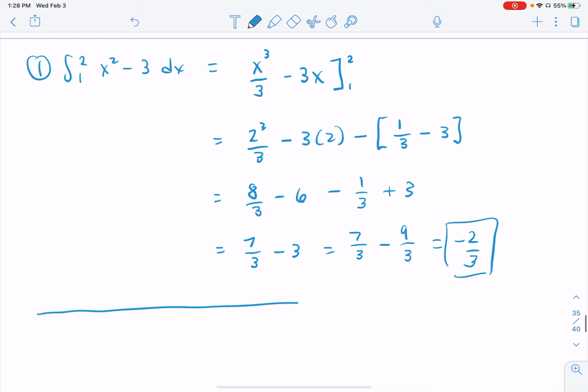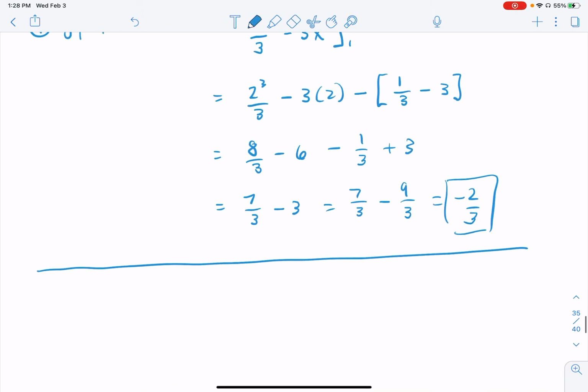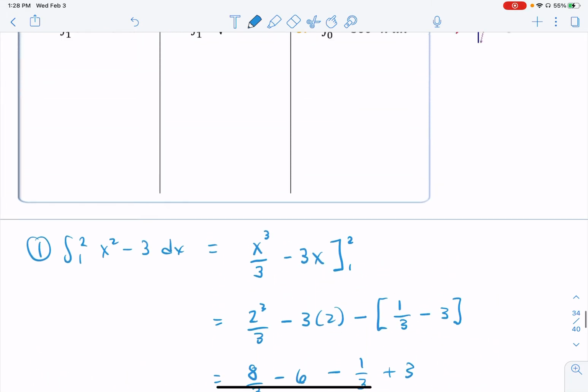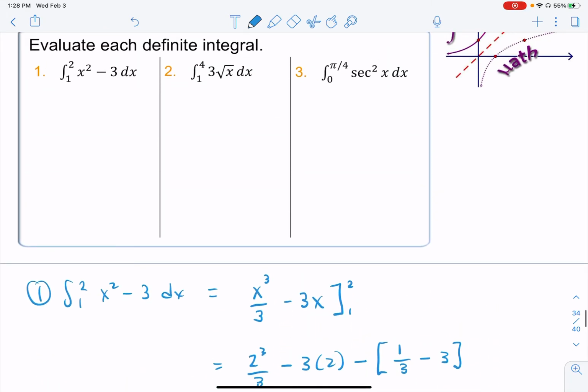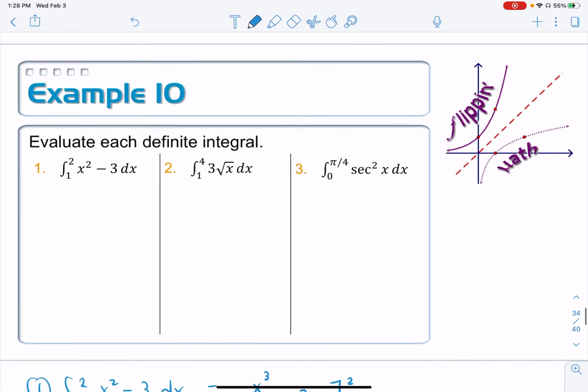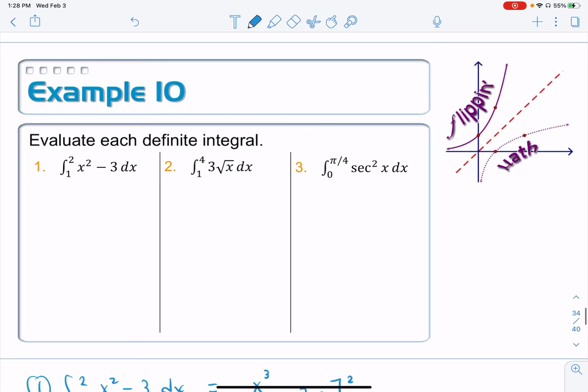All right, let's look at the next one. See how much easier that was? Oh, it's beautiful. And you're going, why didn't you just show me that to begin with? Why did I have to go through all that pain and torment? It's a rite of passage, and every calculus student has to make it.